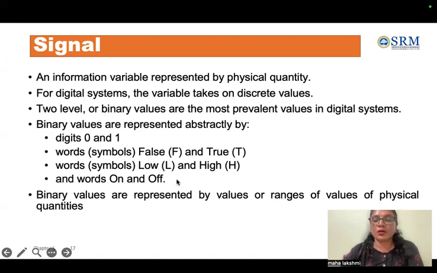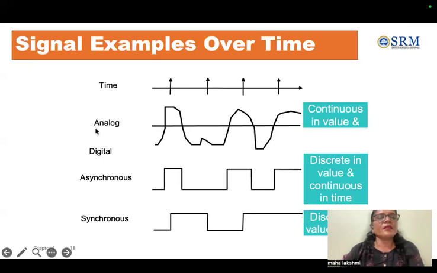Like in switches, we have an on signal and an off signal, right? Those two levels also can be considered as the two discrete signal forms of your digital signals. So these binary values are represented by values or ranges of values of physical quantities. So this is how the signal can be represented over time. With respect to time, if you consider the time units, time unit 1, 2, 3, 4, etc., and how the analog signal will be represented. The analog signal's height is actually voltage.